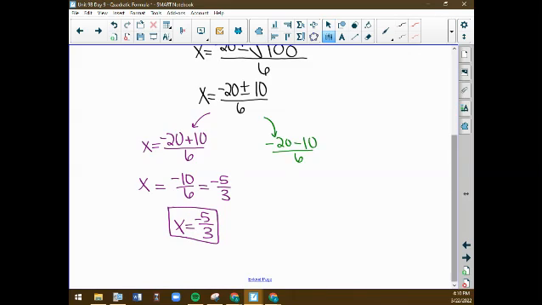Then over here, negative 20 minus 10 is negative 30 over 6. I can do negative 30 divided by 6. That is negative 5. And my other solution is x equals negative 5. That is how you solve using the quadratic formula.